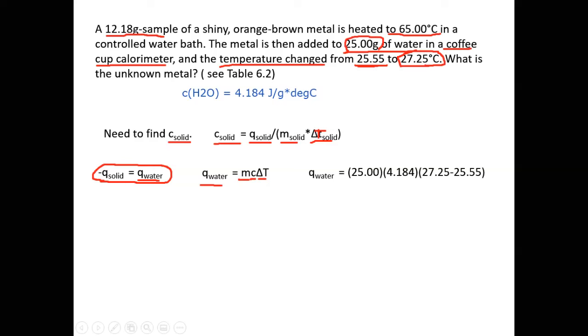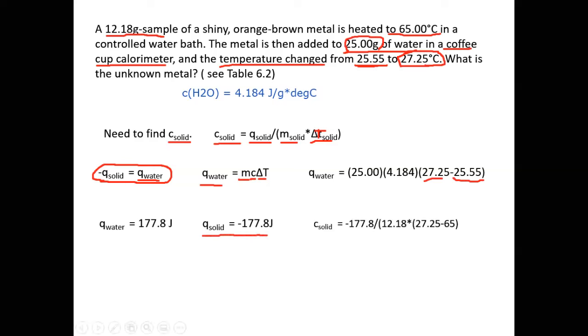So we plug those in. Remember, it's always final minus initial. We can calculate the Q of water. Now to find the Q of solid, we just take the negative of it. And now we have the heat released by this metal.